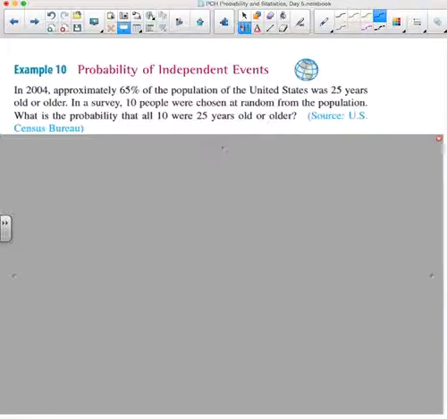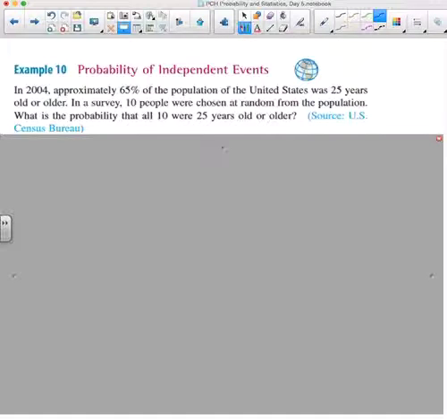Here it says, in 2004, approximately 65% of the population of the United States was 25 years old or older. Okay? In a survey, 10 people were chosen at random from the population. What's the probability that all 10 were 25 years old or older?